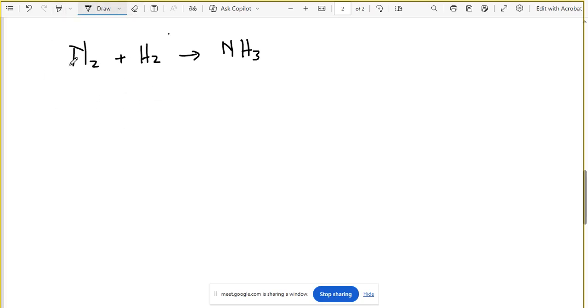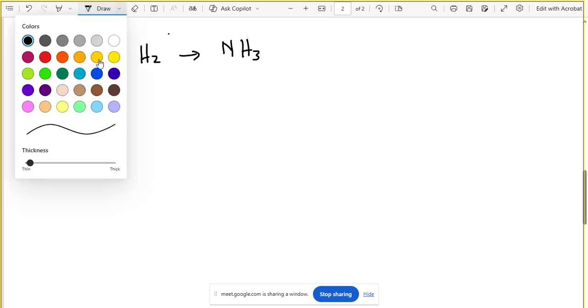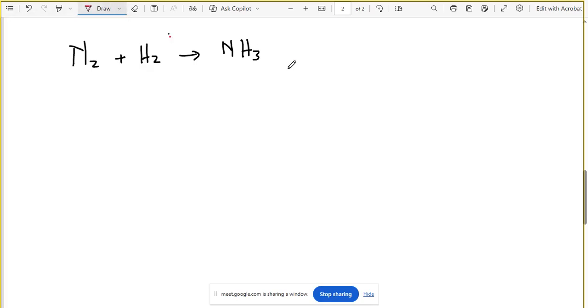So let's balance this equation. How can we balance the equation? When you balance the equation, first let's check the atoms. You start with the one that has one element. You understand? For example, we can start with nitrogen because it also has one element.